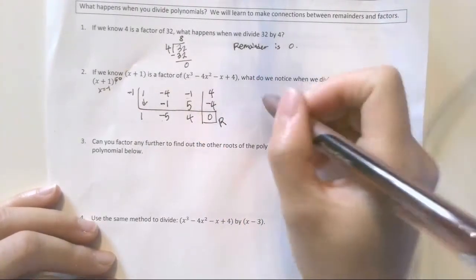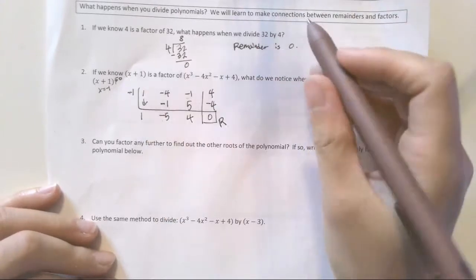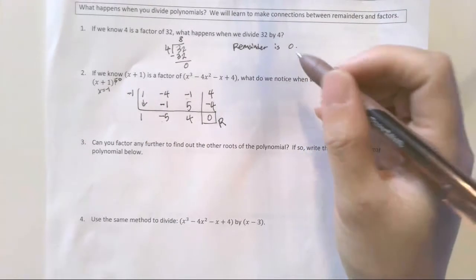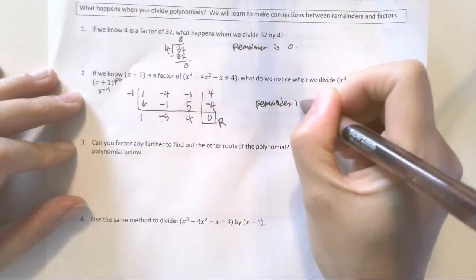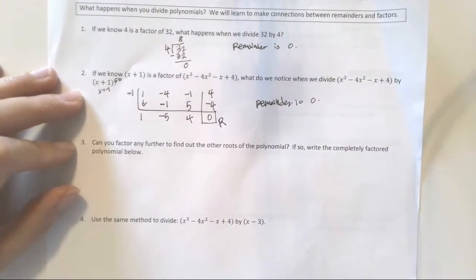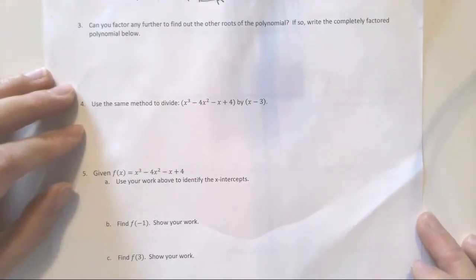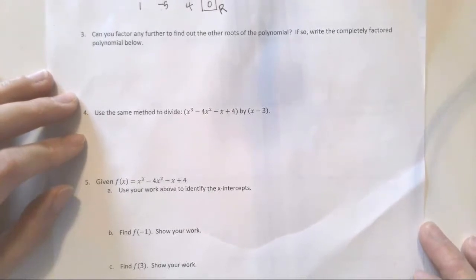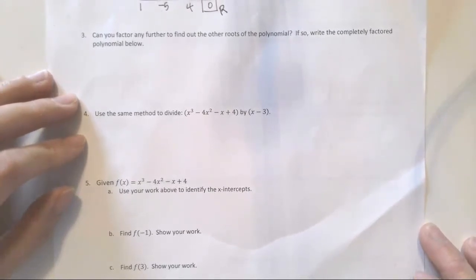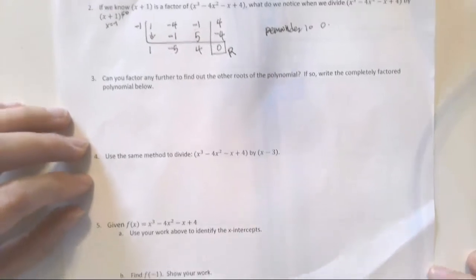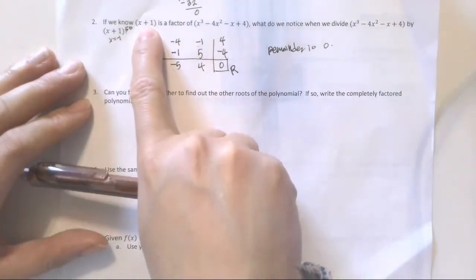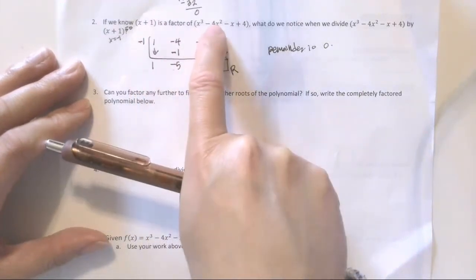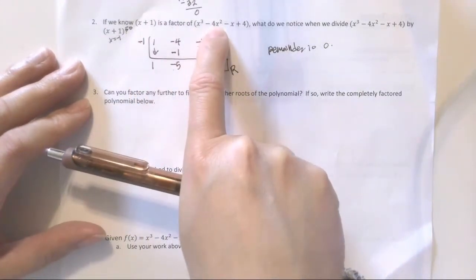So just like the previous one, when I know that x plus 1 is a factor of that polynomial, when I divide, my remainder is 0 again. So that's what we predicted, right? So now, can we factor any further to find out the other roots of the polynomial? If so, write the completely factored polynomial below. So what it's asking is, if I know that x plus 1 is a factor, what are the other factors of this polynomial?